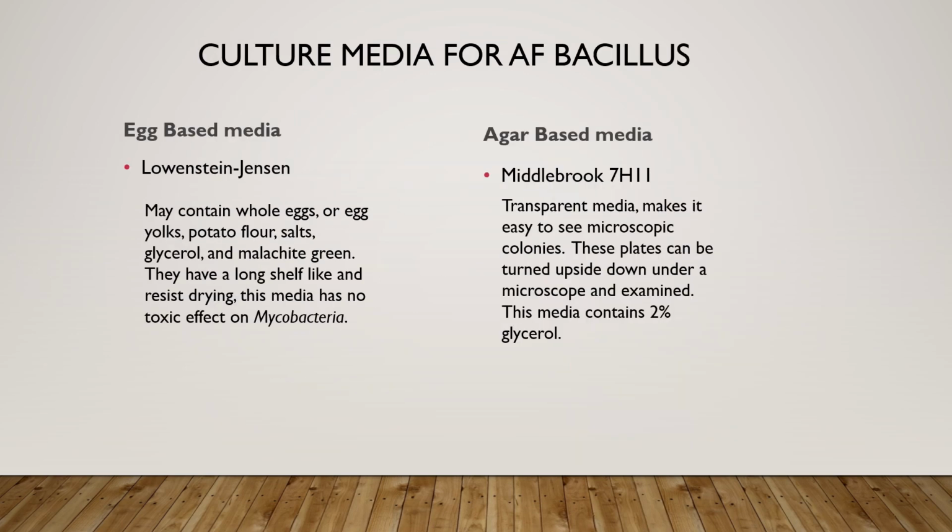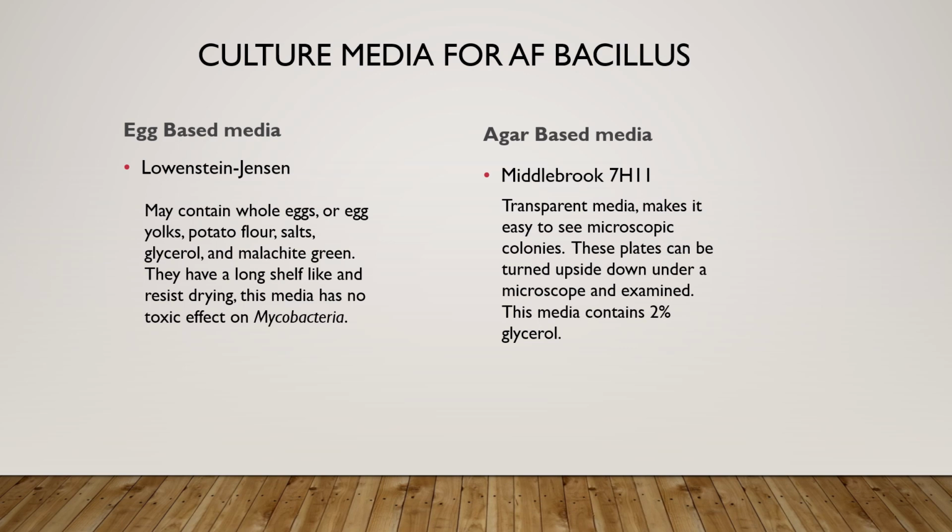Mycobacterium typically are pretty slow-growing organisms. There are Mycobacterium fortuitum, chelonae, and abscessus that take about 3 days, but most of your Mycobacterium organisms that cause disease take about 2 to 3 weeks to grow. And so we want to culture them on media that don't dry out and media where we can recognize their tiny colonies very quickly. So we use egg-based media, which is called Lowenstein-Jensen.